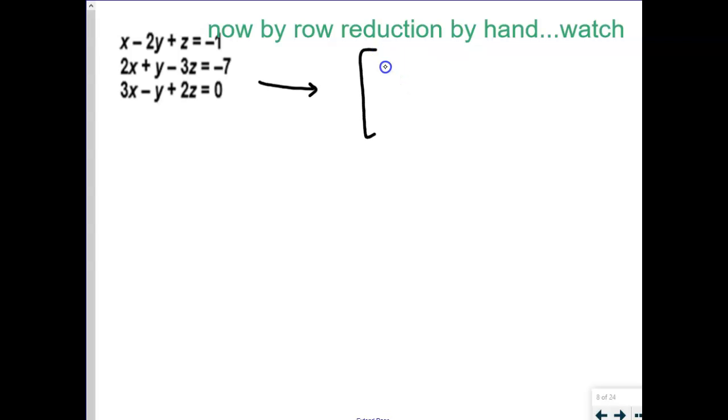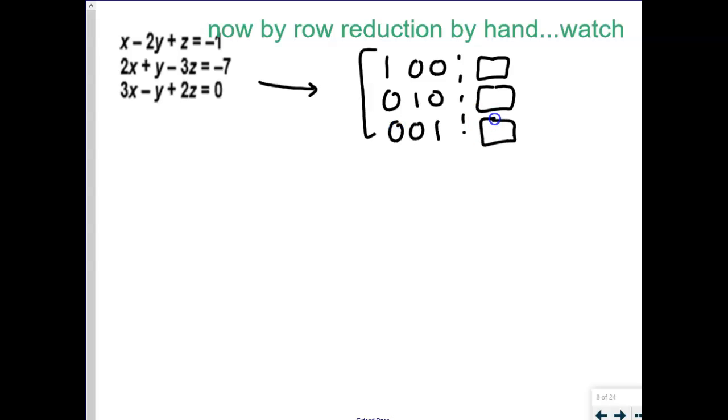You want your final matrix to look like 1, 0, 0, and then some sort of a solution. 0, 1, 0, and some sort of a solution. And 0, 0, 1, and some form of a solution. This is called row-reduced echelon form.